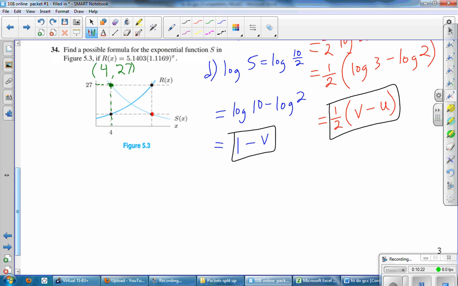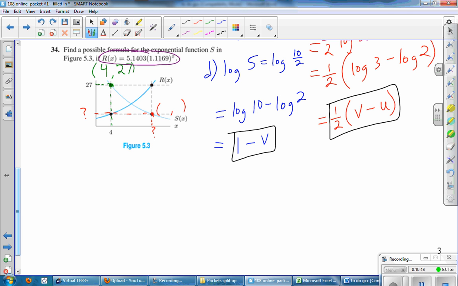Unfortunately, I don't think red is going to be nearly as easy, because the x-coordinate of red is not given, and the y-coordinate of red is also not given. So we've got work to do, but we do have information we haven't used yet, and that's that we know the formula for the R of x curve. So what are we going to do here?